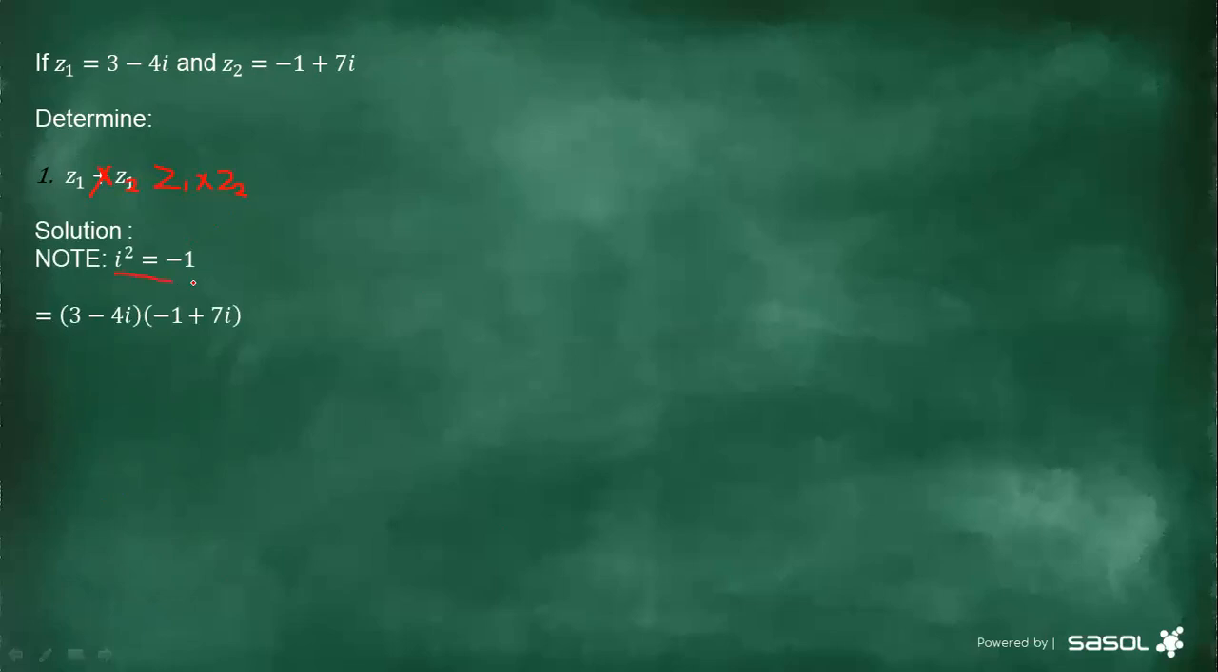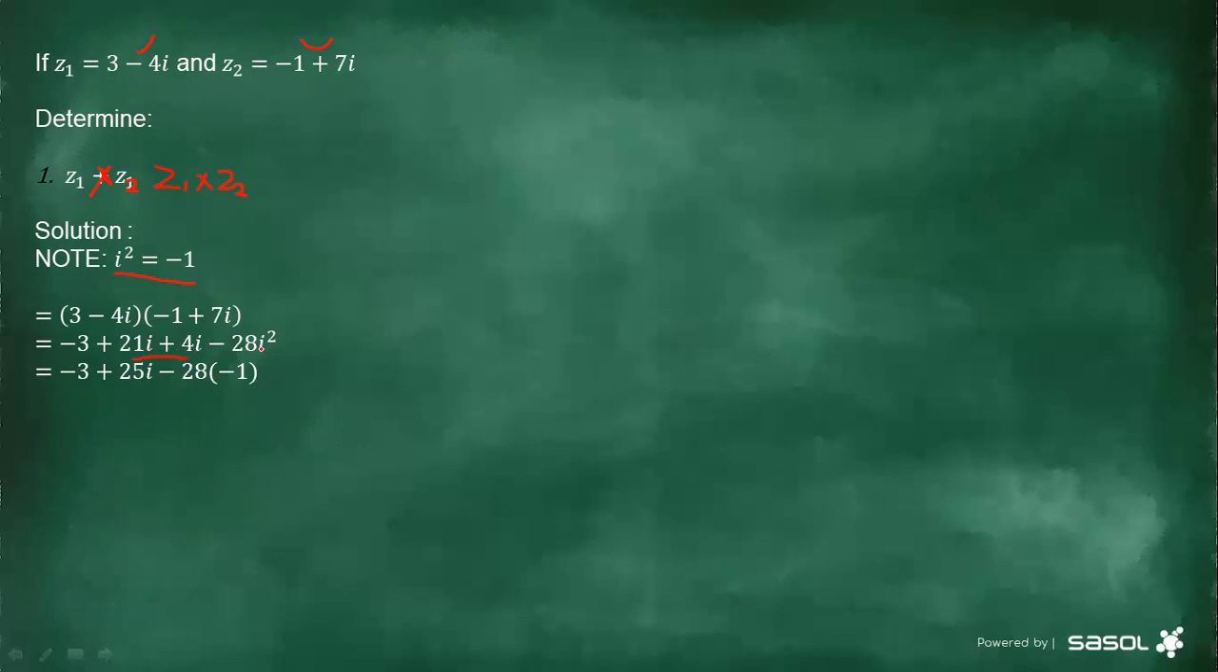So here we just have to remind ourselves that i squared equals negative 1. So we are going to multiply this one together with this one. After multiplying them together, you are going to obtain negative 3 plus 21i plus 4i minus 28i squared. The third step, you add the like terms. Now these are the like terms. 21i plus 4i is 25i.